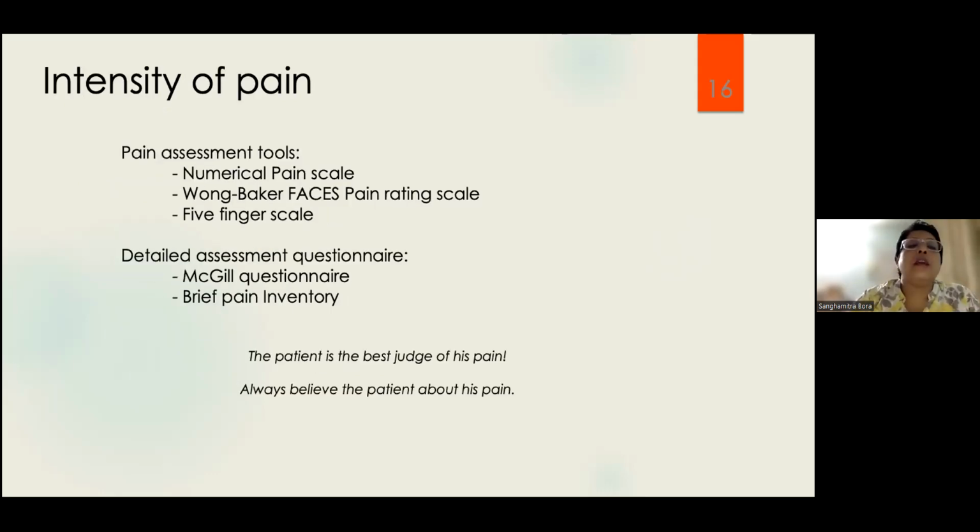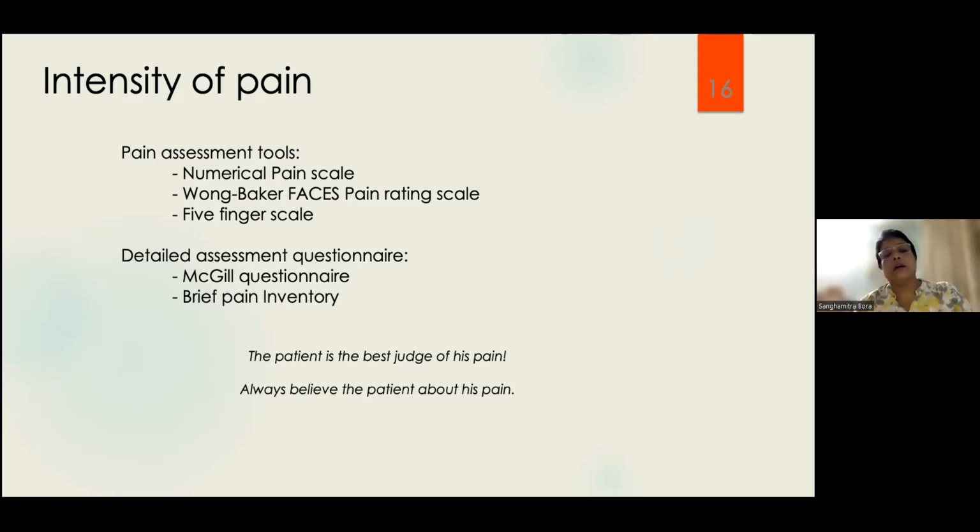Intensity, we generally measure the intensity of the pain by certain validated tools. There is something called the numerical pain scale. I'm absolutely sure that all of you know about the numerical pain scale, and you must be practicing it in your day-to-day oncology patients also. The Wong-Baker Faces pain rating scale is generally used for children in pediatric oncology, and then there is the 5-finger scale.